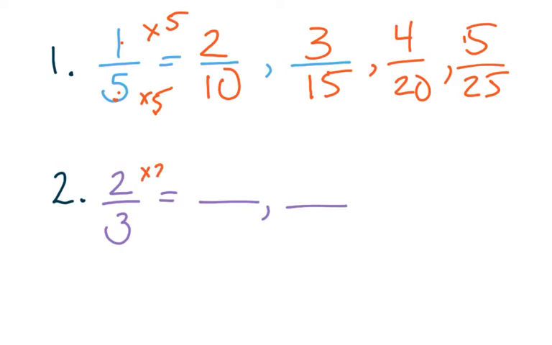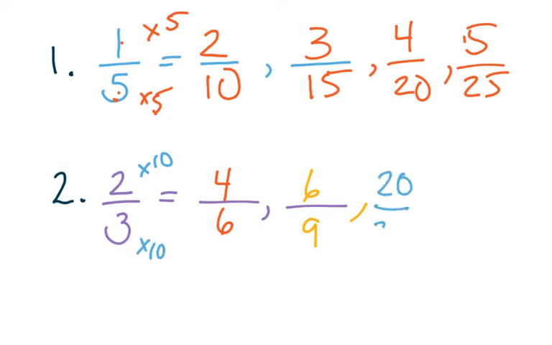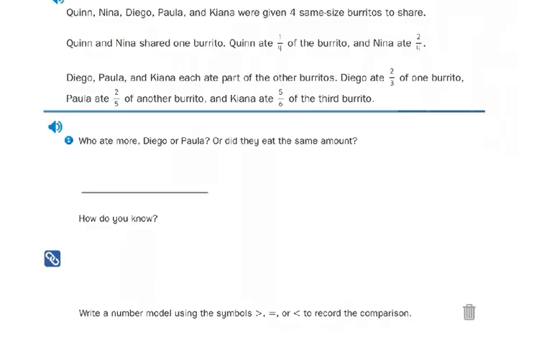I could take it times 2. The numerator times 2 is 4. The denominator times 2 is 6. I could then multiply by 3. 2 times 3 is 6, and 3 times 3 is 9. I could take it times 10. 2 times 10, and 3 times 10 would be 20/30. All right, go ahead and wipe off your whiteboard.